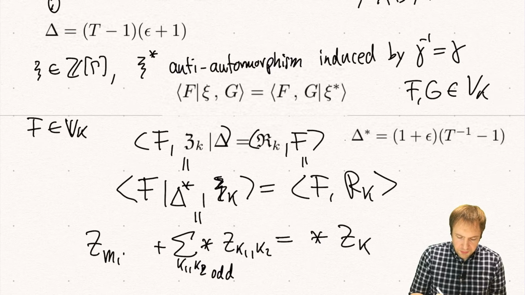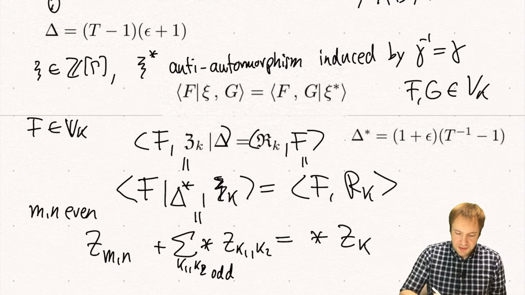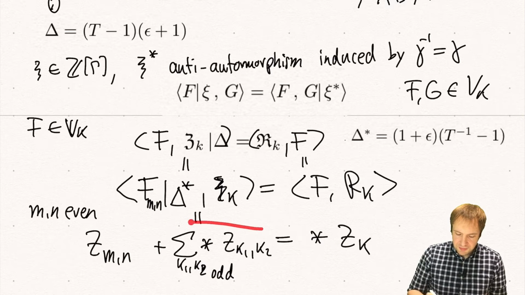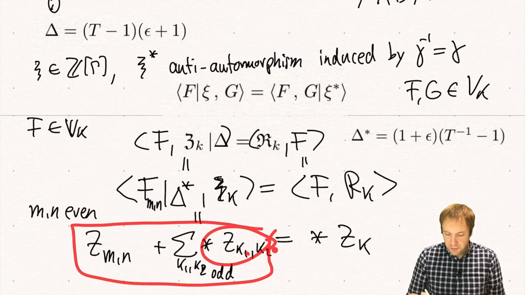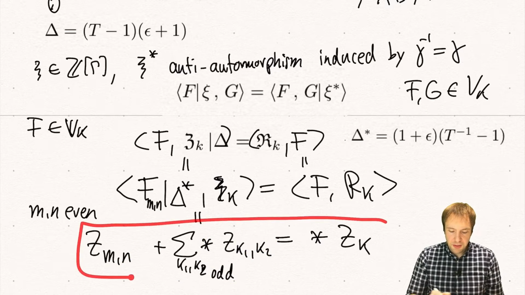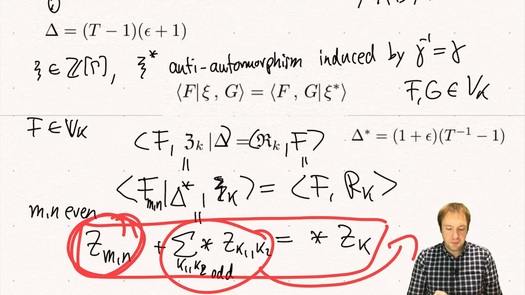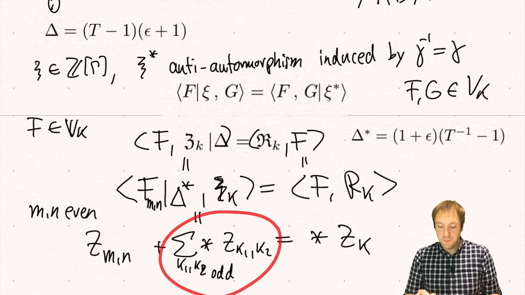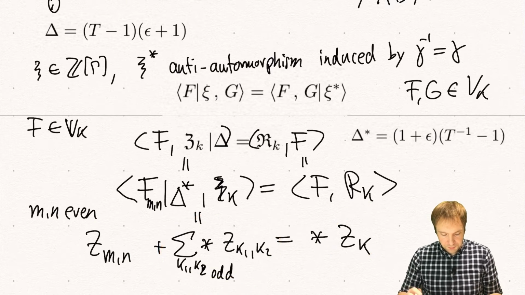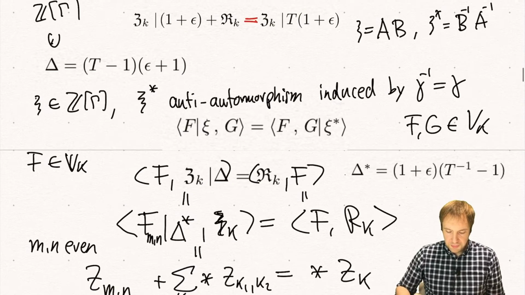So for example, if we give m and n even, we want to find an f_mn such that the double part here is everything odd except for this one even, so that we have this relation of this type, and therefore we can write this on the other side and then express this z_mn in terms of odd and z_k.